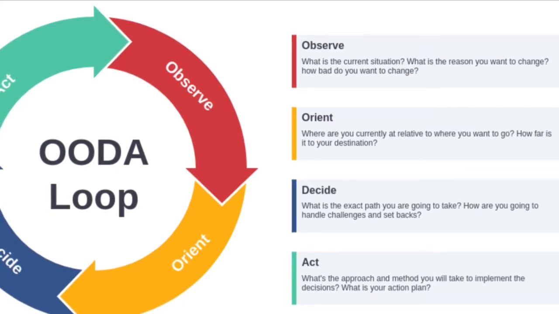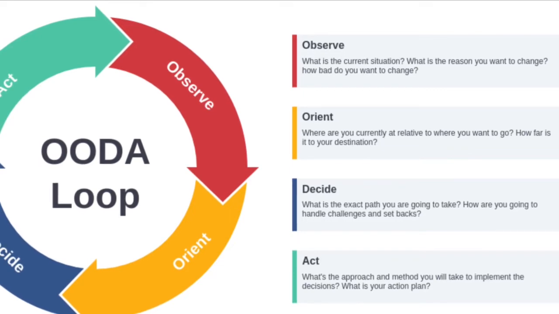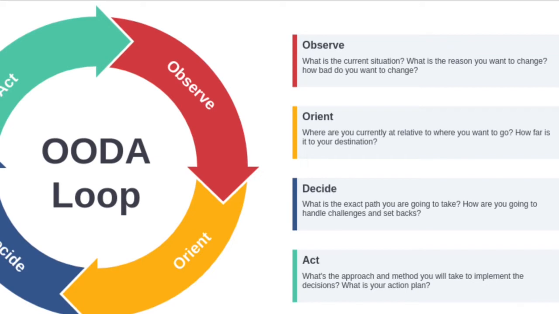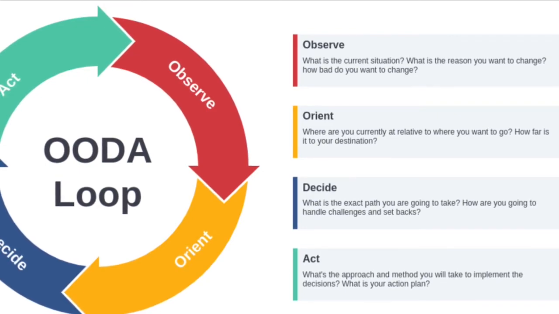We then look to deciding. What is the path, and where are you going to take it? How are we going to handle the challenges and setbacks? We then move to the action part, to act. What's the appropriate approach, and what methods will we take to implement these decisions? What's the plan of action ultimately?